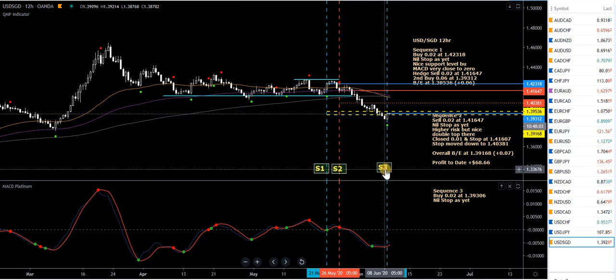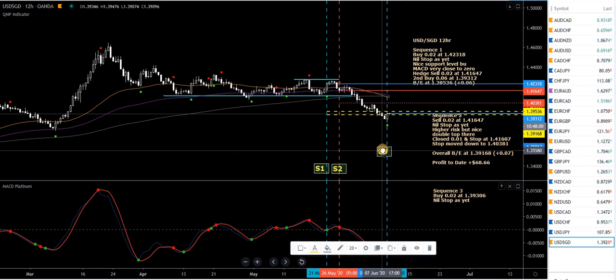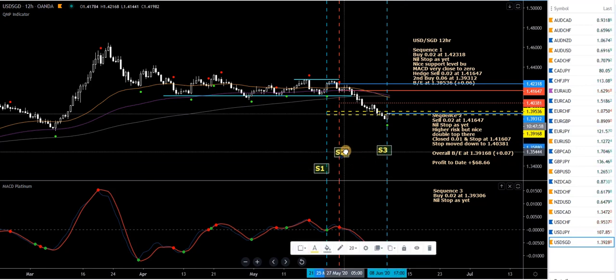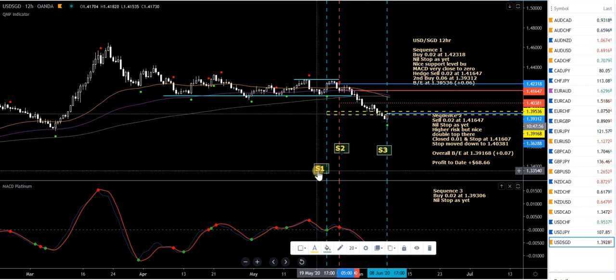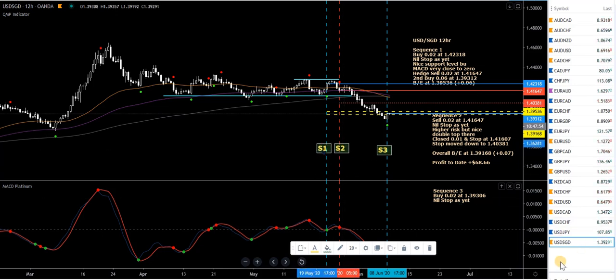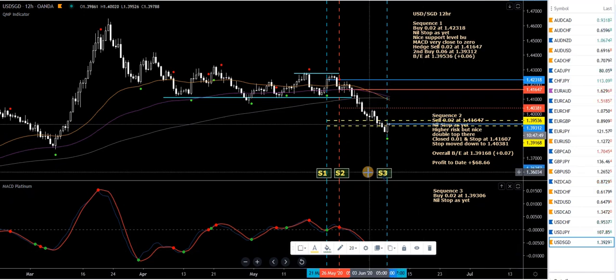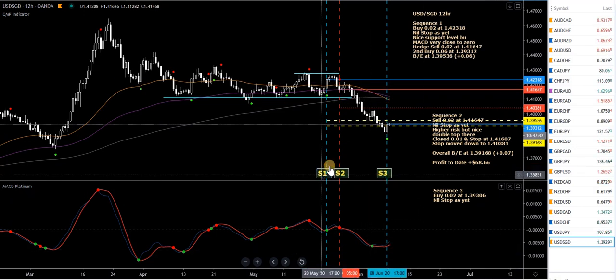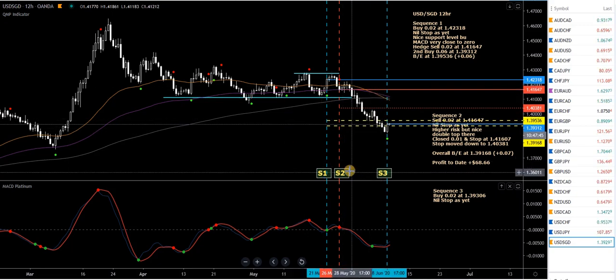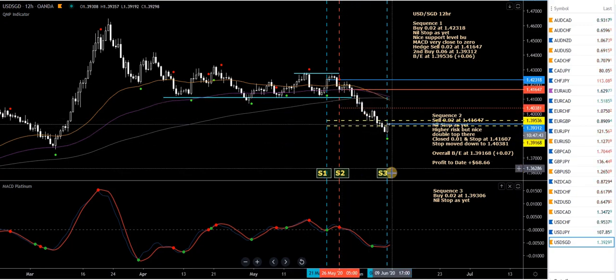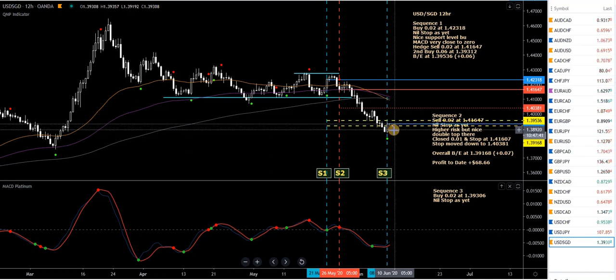And sequence 3 is a new sequence. I've just taken a new sell trade there. So it's, sorry, new buy trade. Blue is buy. So sequence 1 is the whole lot. Sequence 2 is just a standalone sell trade. Sequence 3, this is a new buy trade.